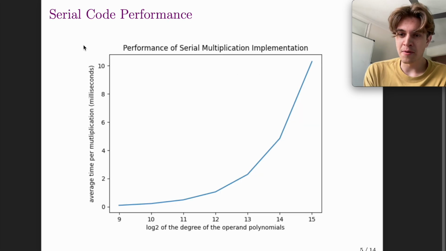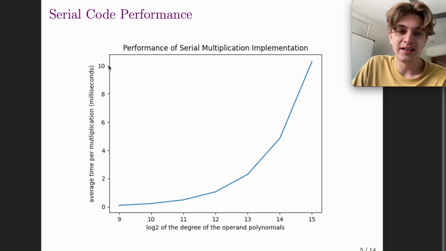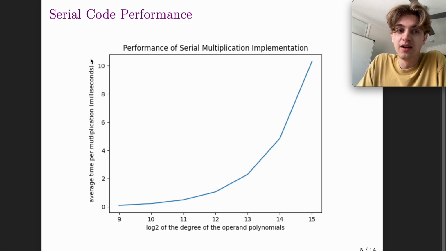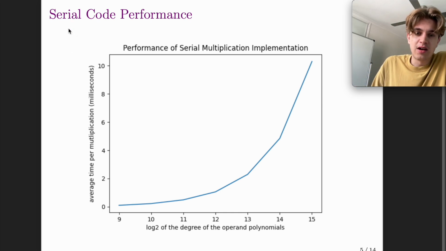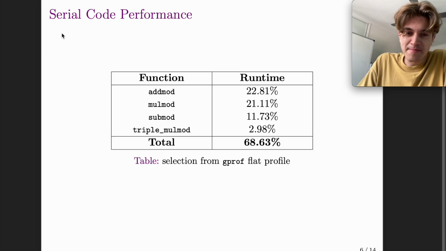So let's have a look at my serial code performance. At the biggest size, when the polynomials I'm multiplying together have size 2 to the power of 15, it's taking me a little over 10 milliseconds per multiplication on average. And this is a little bit faster than the Maple computer algebra system running on my home machine. So I think that's pretty cool. But we can make it better.